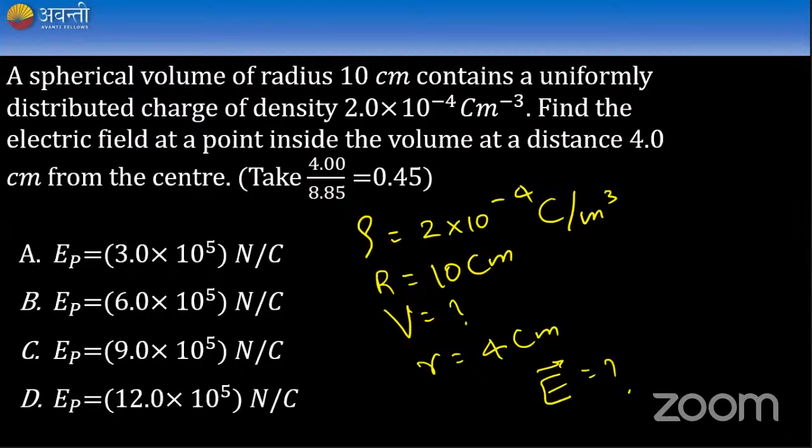So what's given, guys? My rho is given as 2 into 10 power minus 4 coulombs per meter cube. My distance, where I have to check my electric field, is given as r equals 4 centimeters. That is nothing but I can write it as 0.04 meters. So try to find the electric field.